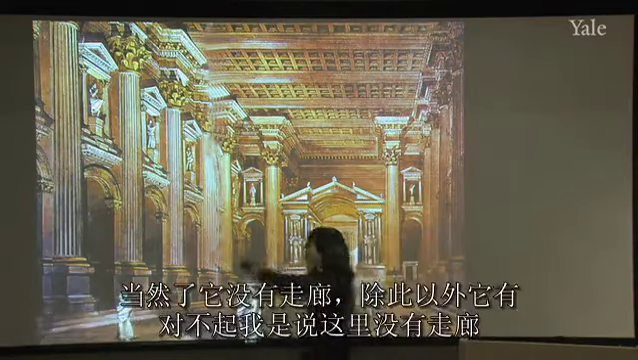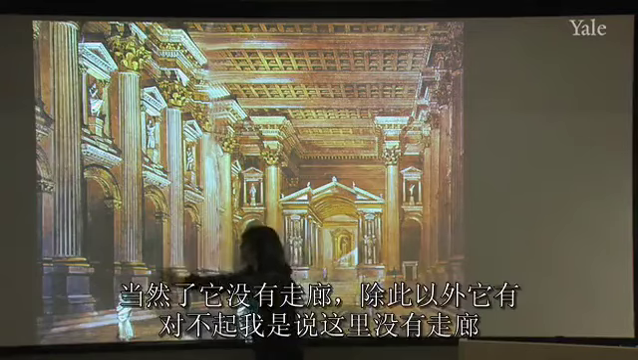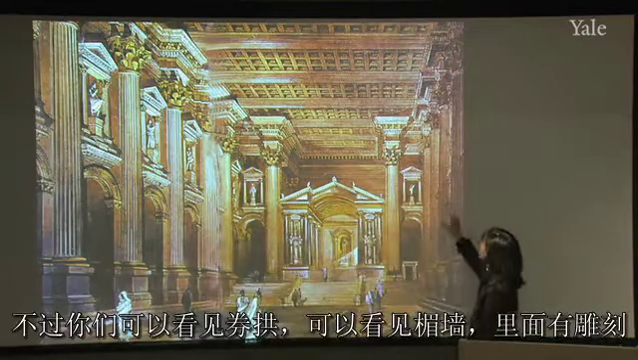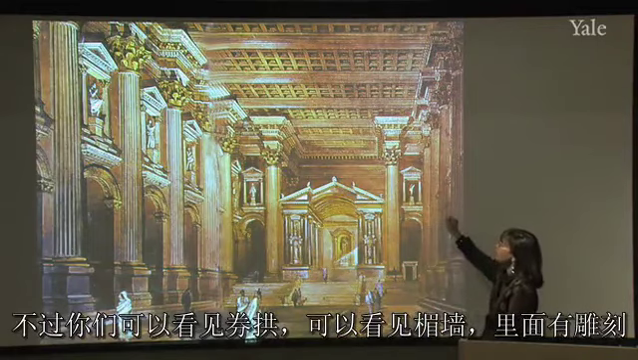But of course, it has no aisles, since the Basilica Ulpia does have aisles here. But you can see the arcuations. You can see the pediments with the sculpture inside.